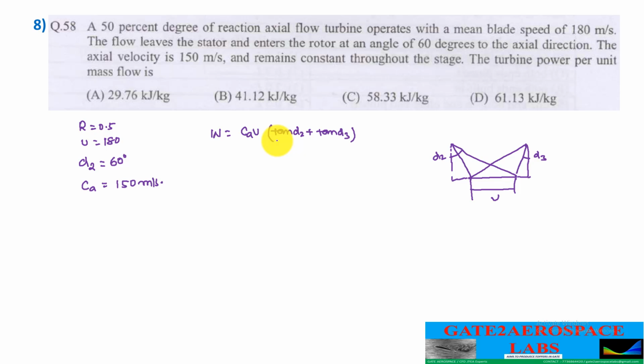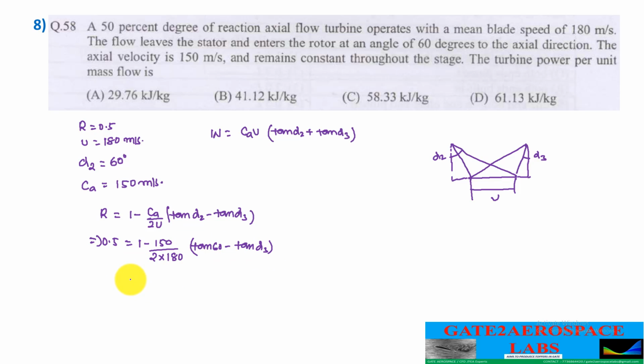Now for the unit mass, right? We also know that the degree of reaction is given as 1 minus Ca by 2U into tan of alpha 2 minus tan of alpha 3. Now 0.5 is equal to 1 minus, what is the value of Ca? 150 divided by 2 into U is 180, this is meter per second, into tan 60 minus tan of alpha 3. If you solve this, you will get the value of tan alpha 3, which will be equal to 0.532.